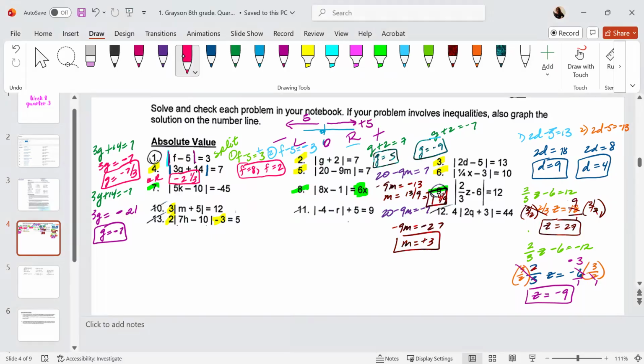I didn't get any of the same answers that you got. Explain to me how you set up number 4. You gotta split it, correct? The first equation is 3g plus 14 equals 7, correct? What's your second equation? 3g plus 14 equals... That's the first equation. What's the second equation?